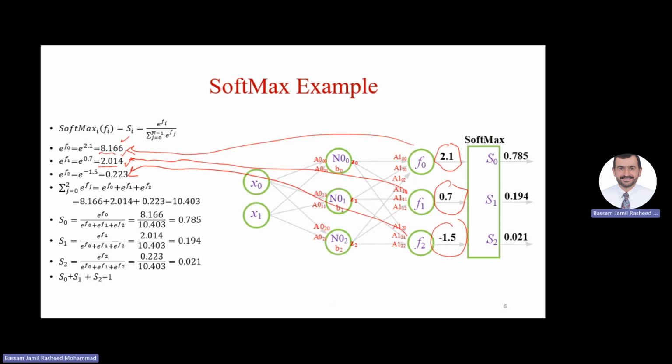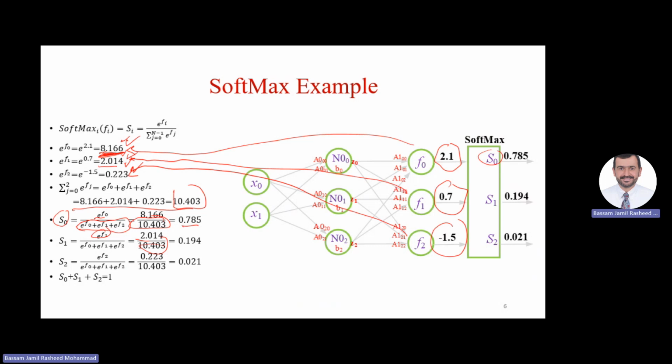Now, to compute S0, which is this one here, I divide what I computed for F0 over the total of these numbers. So I add them, it becomes the denominator for me, 10 point something. So S0 equals e to the power F0 over the sum of all the e's, which is 8.166 over 10.7. That comes to 0.785. Similarly for F1 here, I take e to the power F1, 2 point something, over the summation.